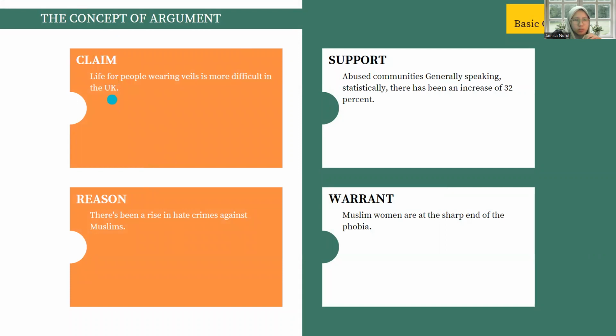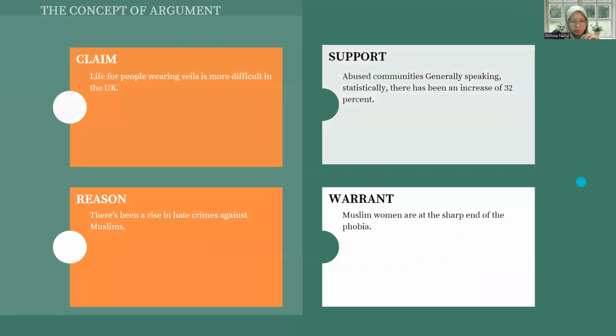Next, the claim here is that life for people wearing the veil is more difficult in the UK. The reason is there has been a rise in hate crimes against Muslims. To support this, abuse of communities, generally speaking, statistically, there has been an increase of 32%. The warrant is Muslim women are at the sharp end of the phobia.